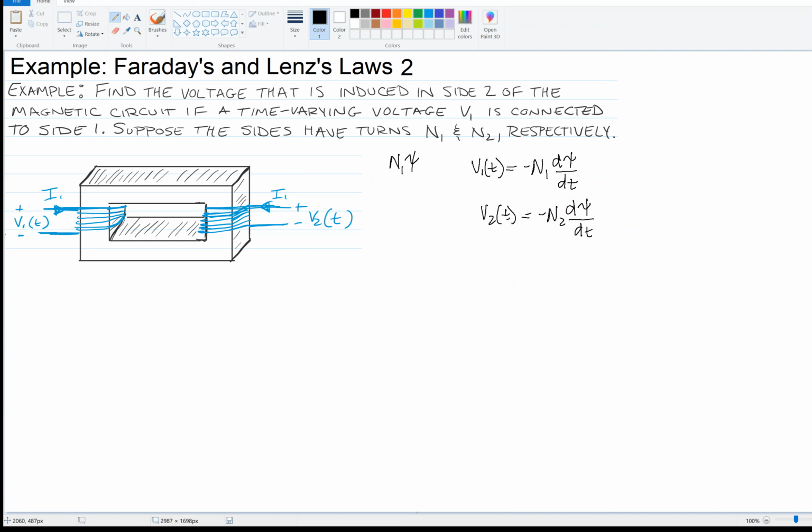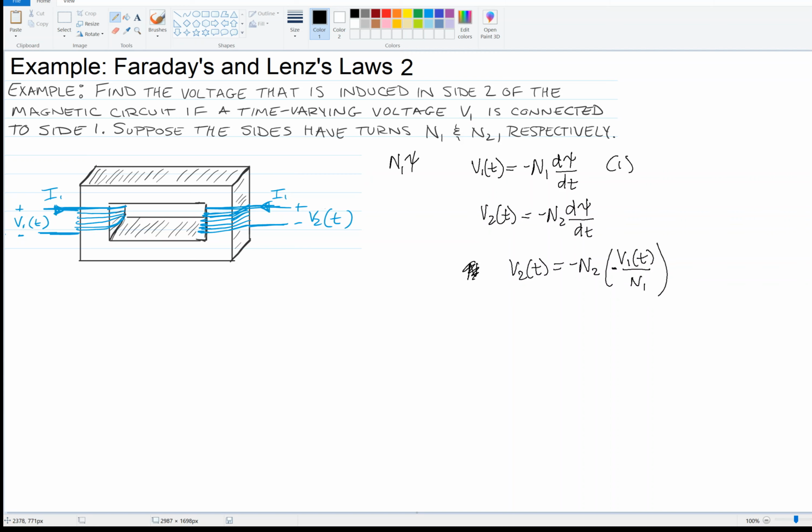So if we equate those two things, if I solve for d psi dt in the first equation, call this equation 1, and I put it into equation 2, what we get is V2 of t equals negative N2 times V1 of t over negative N1, like that.